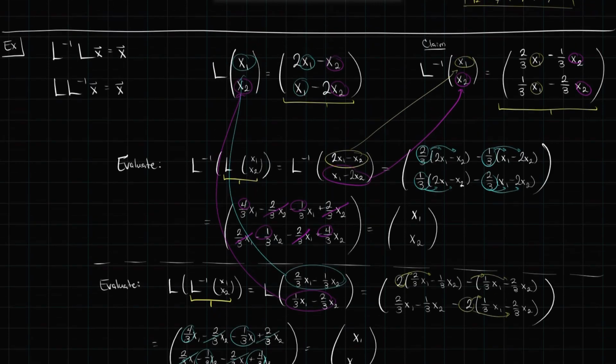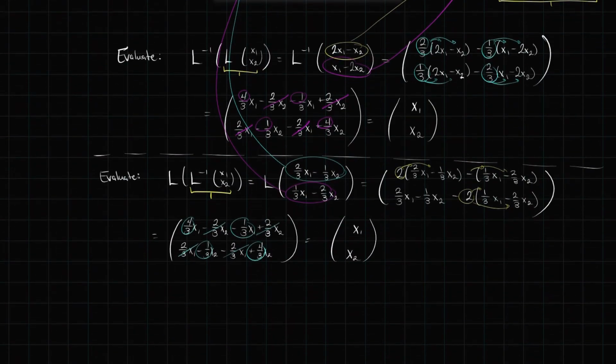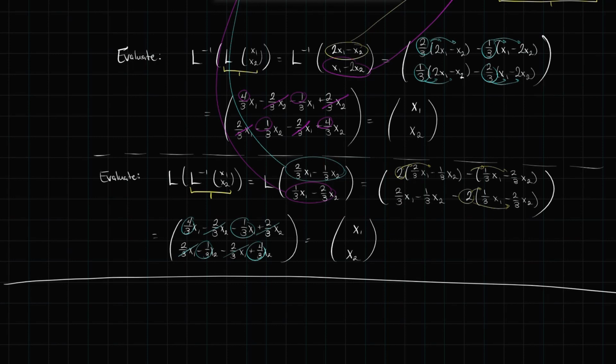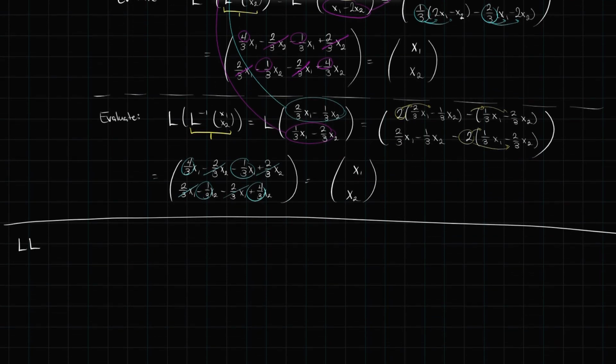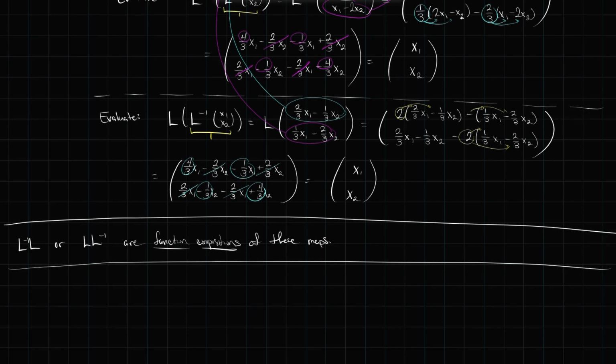So now you can see how these inverses exist, and keep in mind, this goes all the way back to our very first video, this notion of L inverse L or L L inverse being function compositions of these maps. And so this is why function composition can certainly be important.